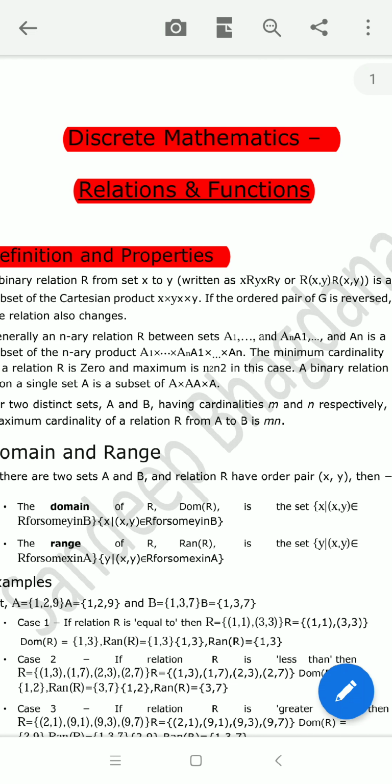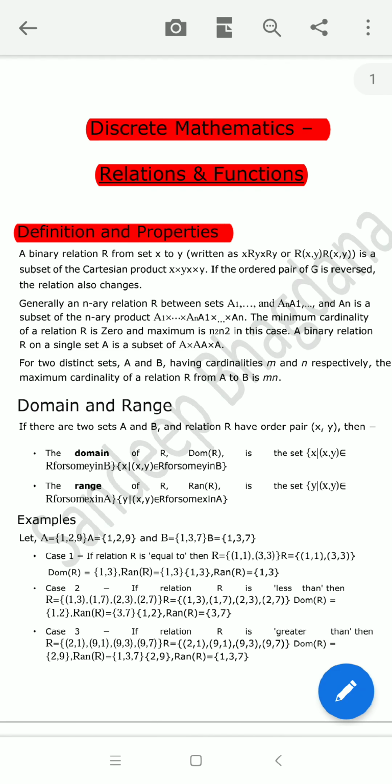Hello friends, our topic today is relations and functions. As you know, our first unit is running and we are discussing the unit topic by topic. The main title is discrete mathematics.